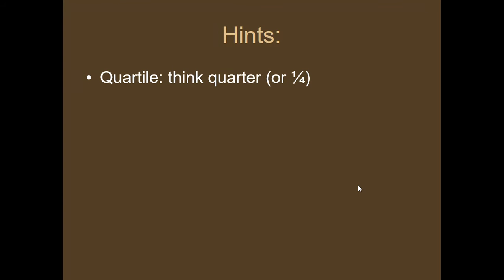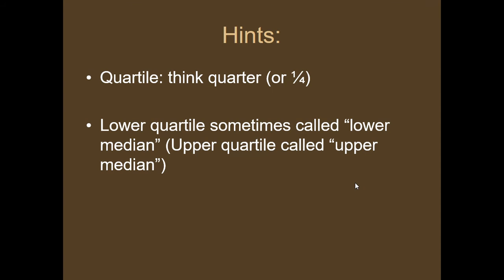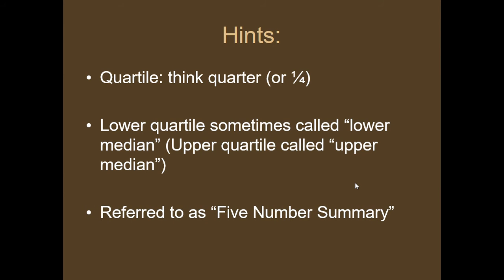Quartile, think quarter or 1/4. Some other names: the lower quartile is sometimes the lower median, and the upper quartile is sometimes the upper median. If you remember those words, it might help you remember what to do. And sometimes this is known as the 5-number summary, which is handy because you've got 5 fingers on your hand.